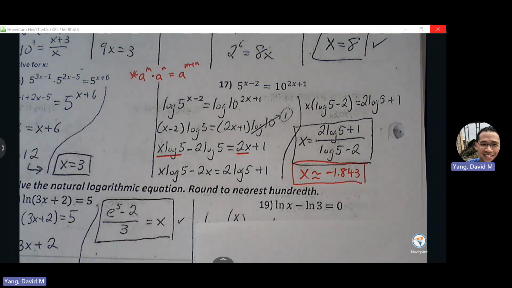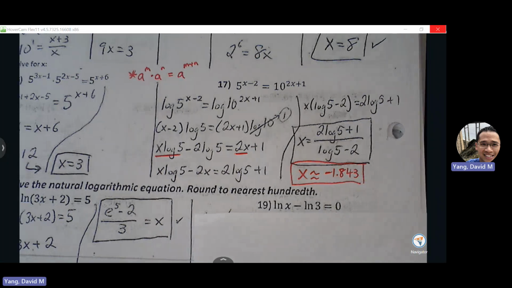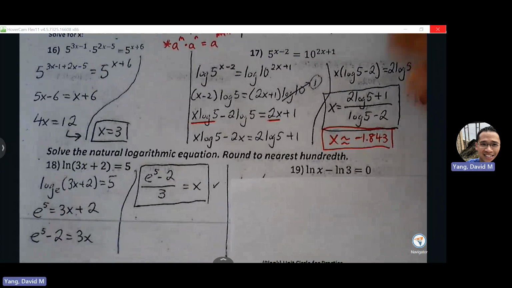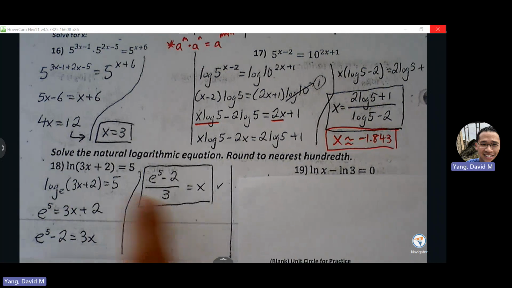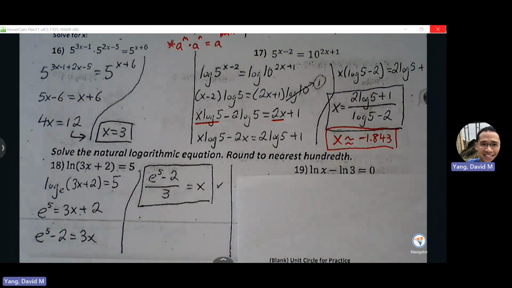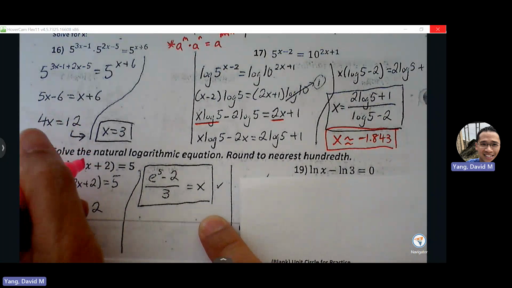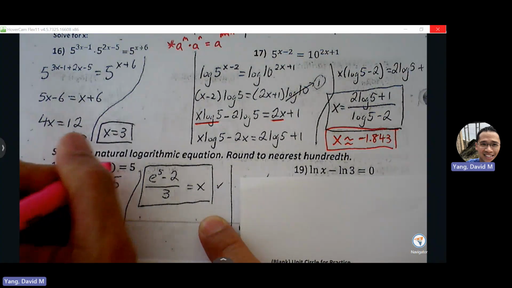So for 18, there's not any properties that we can really use. For 18, it's already natural log of a value equal to a number. We can just get that base e to show up for us, convert to the exponential form, and then algebraically just solve for x. Now this we do have to test because it's a natural log, but if I insert this value in for x, I'm safe. I'm not going to get a negative value, so we're safe.